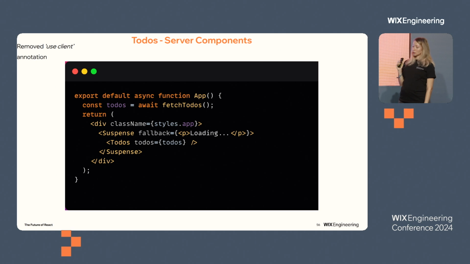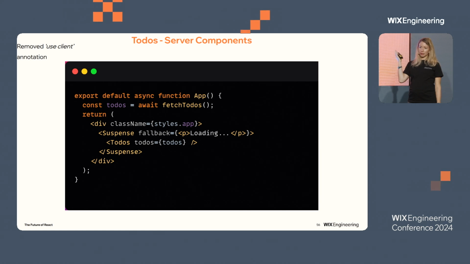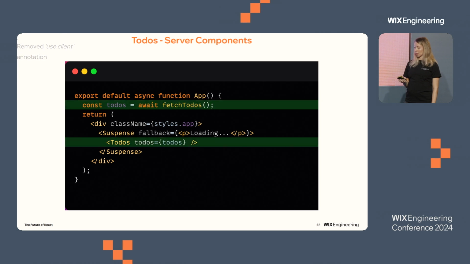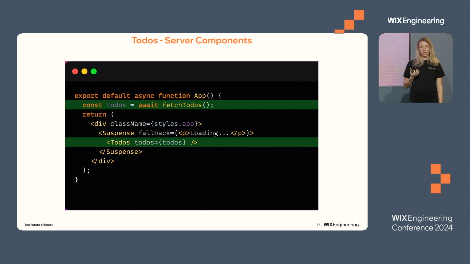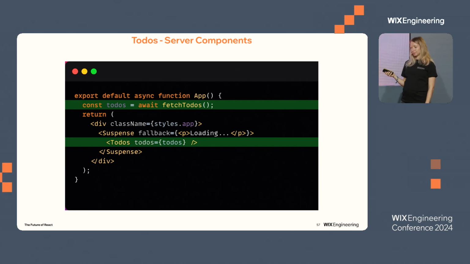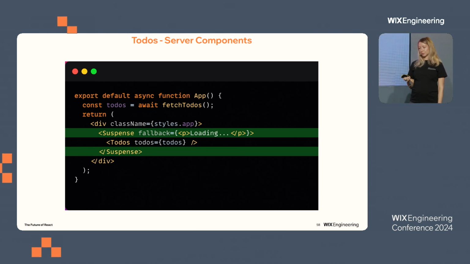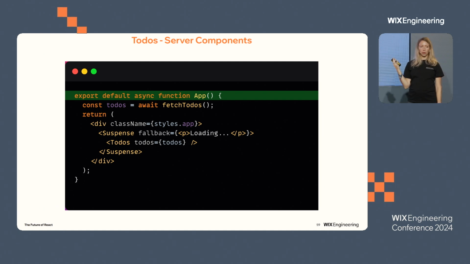This is the app component now. Maybe you noticed that up until now, there was a use client annotation at the top of each component file. So in this demo, I used Next.js. So when we remove the use client annotation, Next automatically marks the component as a server component. We now fetch the to-dos list only in the server, and then the to-dos item are passed as a prop to the to-dos component. We still handle the loading state by wrapping the to-dos component with a suspense. And pay attention that the app component is an async function. We can do that because it is a server component.